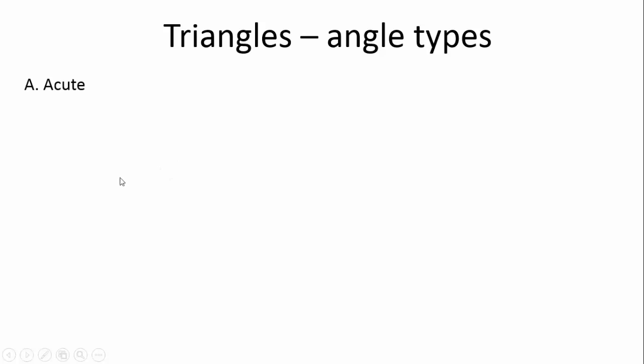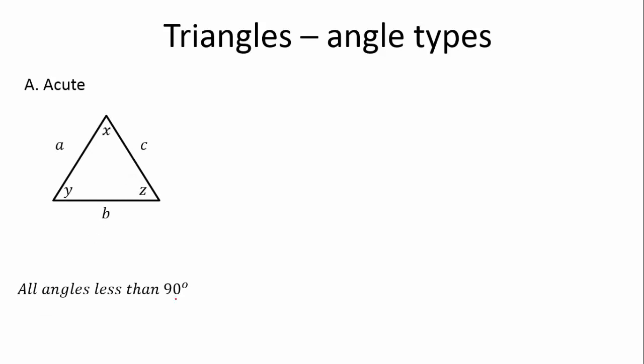There's also three main angle types of triangles. So you get an acute triangle. This is where all the angles are less than 90 degrees. A good example is the one we just did where this was 60 degrees, 60 degrees, and 60 degrees. All the angles are less than 90 degrees. Or you get a right angle triangle where one of the angles is equal to exactly 90 degrees.